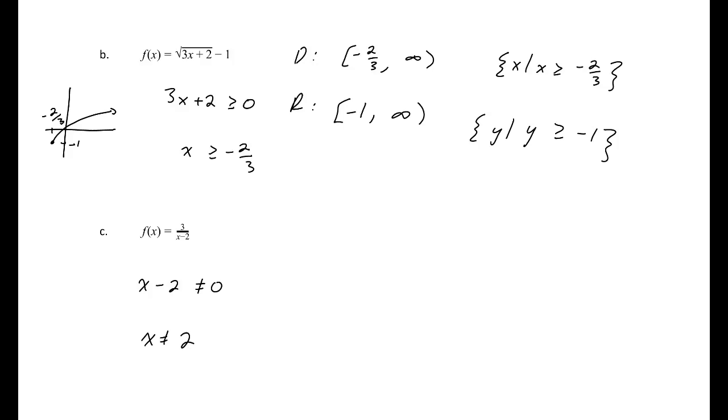That's my scratch work. So my domain over here is, well, my interval notation for this would be negative infinity to 2, union 2 to infinity. And if you notice, we are not including 2 in either of those intervals, so it's actually excluding 2. That's the way to write that. In set builder notation, we have x such that x is not equal to 2.